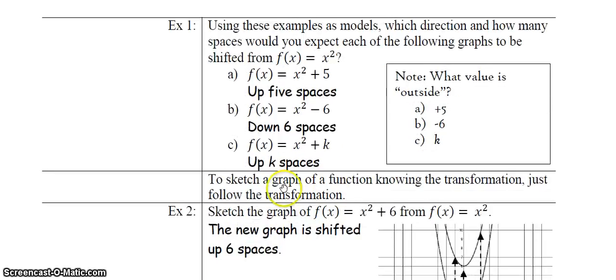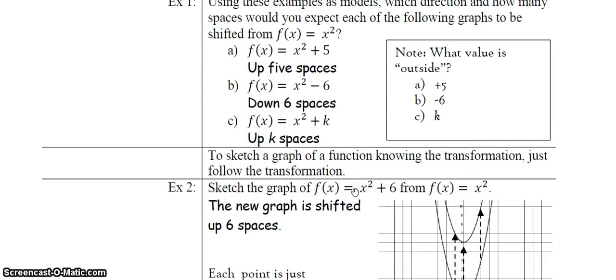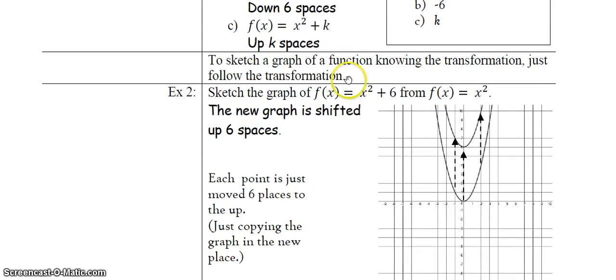So notice, the same instruction here. How do we graph? Well, what's the transformation? And then we'll just do that. So here, x squared plus 6. Well, what's the transformation with the plus 6? Yep, up 6. So here's your x squared. I'm just going to take that same parabola, move everything up 6 spaces, 6 units, and just copy it up there. That's it. Nothing else. Okay, so it looks a little nicer this time. It is a little bit.